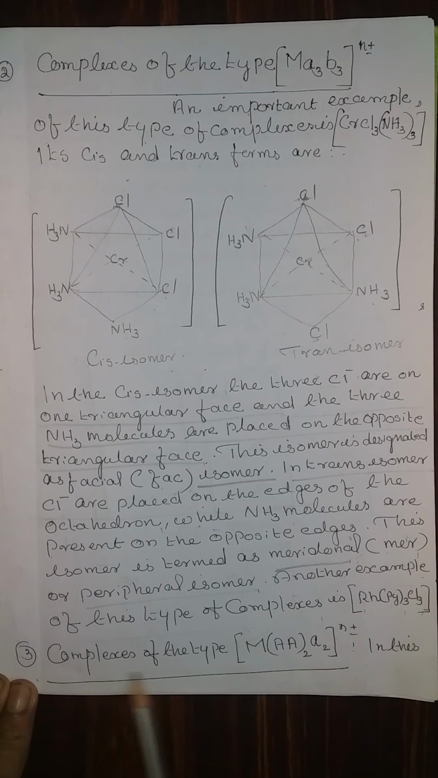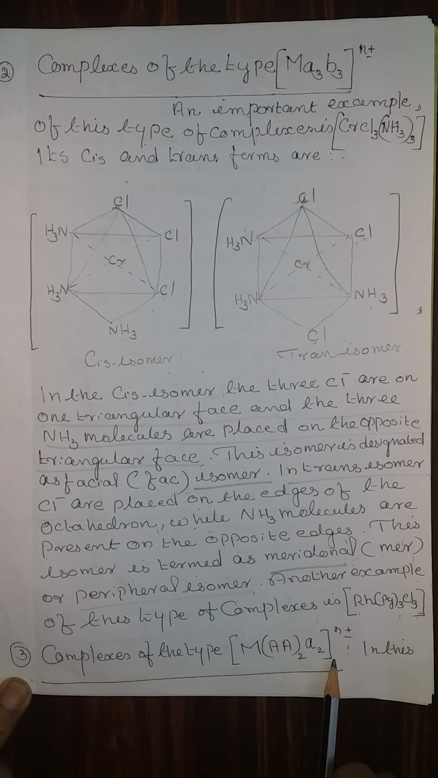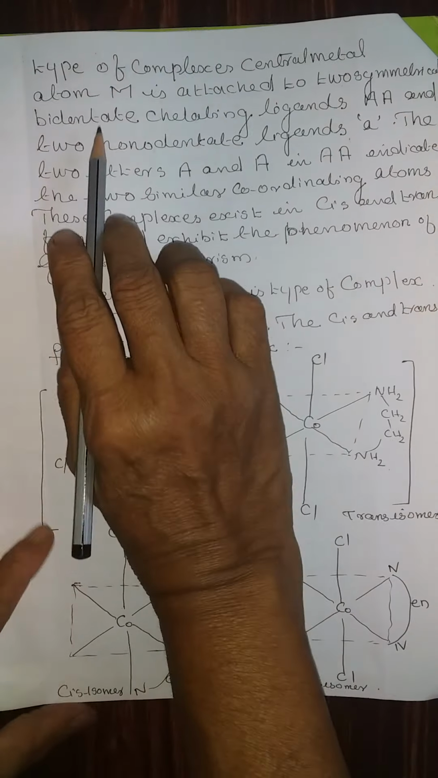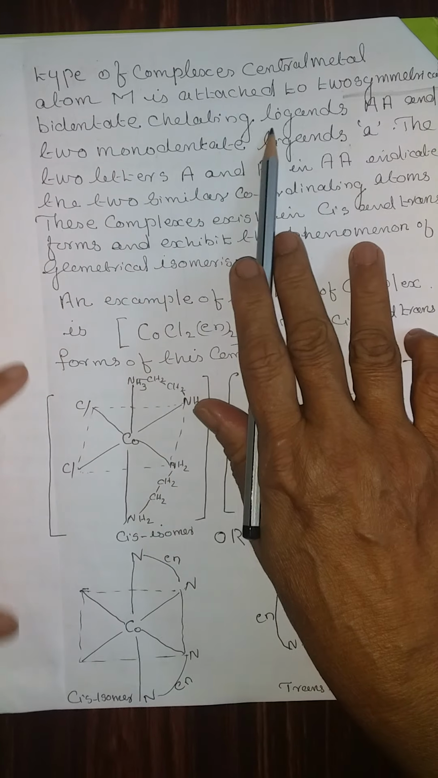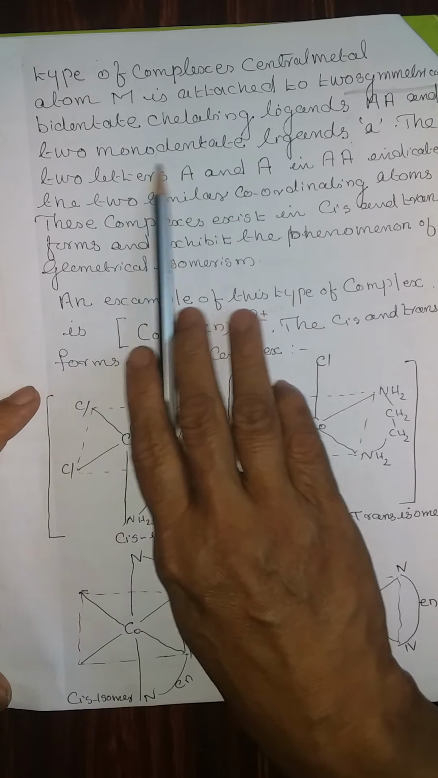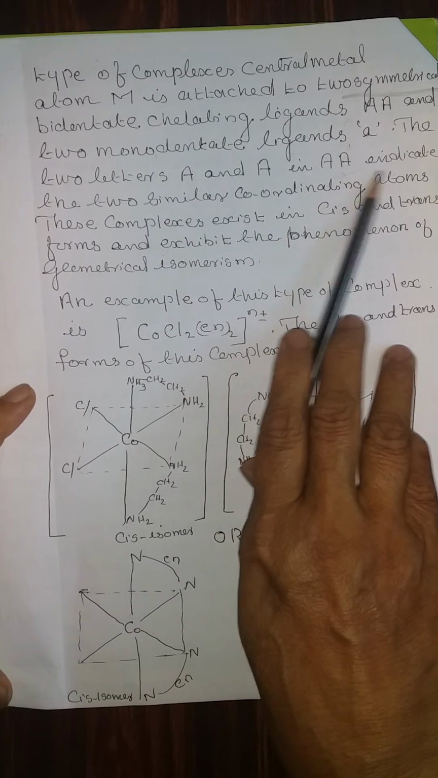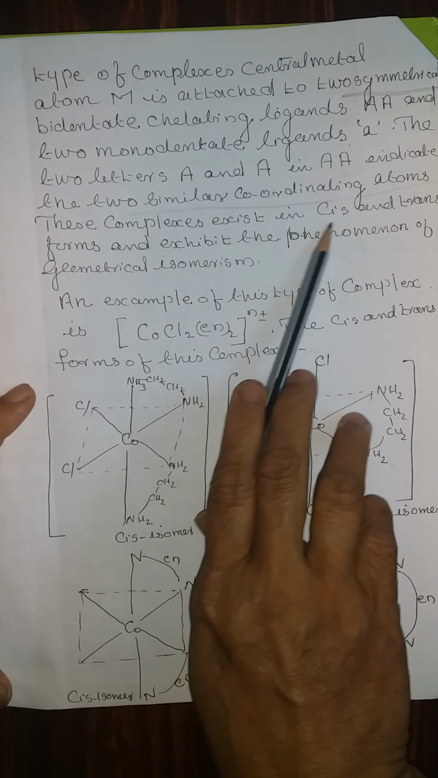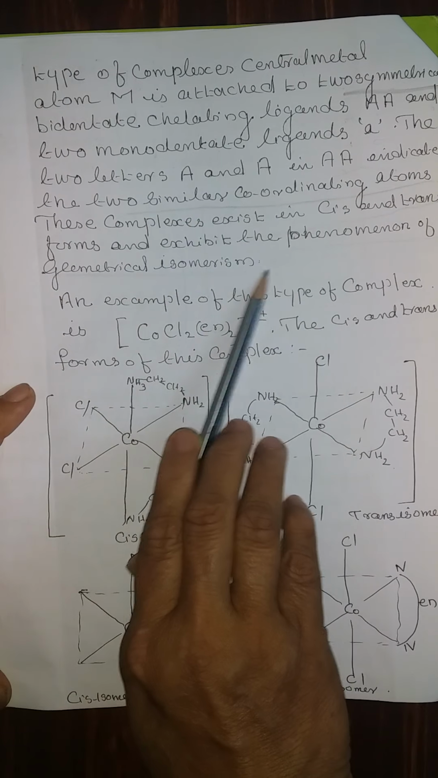Now, third one, complexes of the type M(AA)2A2, where AA represents a symmetrical bidentate ligand. The central metal atom is attached to two symmetrical bidentate chelating ligands AA and two monodentate ligands A. The two letters A and A in AA indicate two similar coordinating atoms. These complexes exist in cis and trans forms and exhibit the phenomenon of geometrical isomerism.